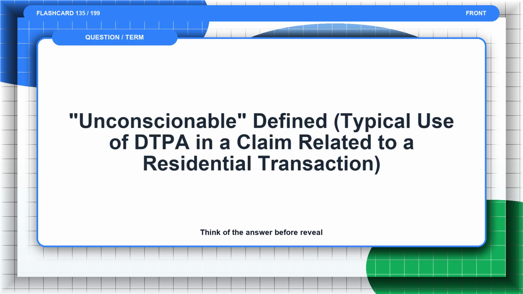Flashcard 135. Unconscionable defined, typical use of DTPA in a claim related to a residential transaction. Pause and think of the answer before the reveal.